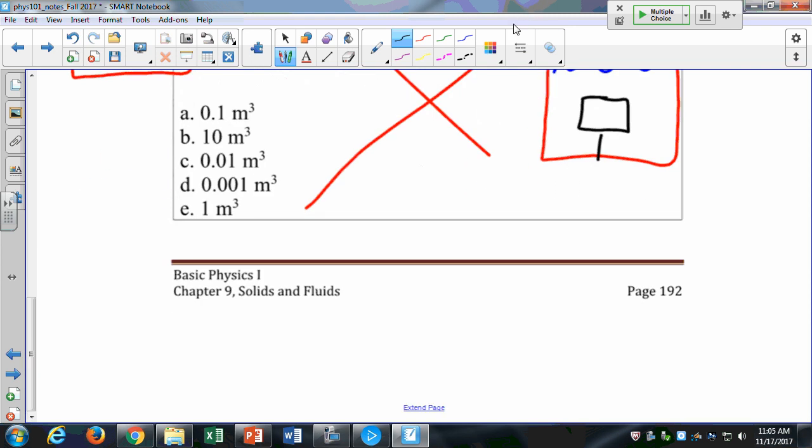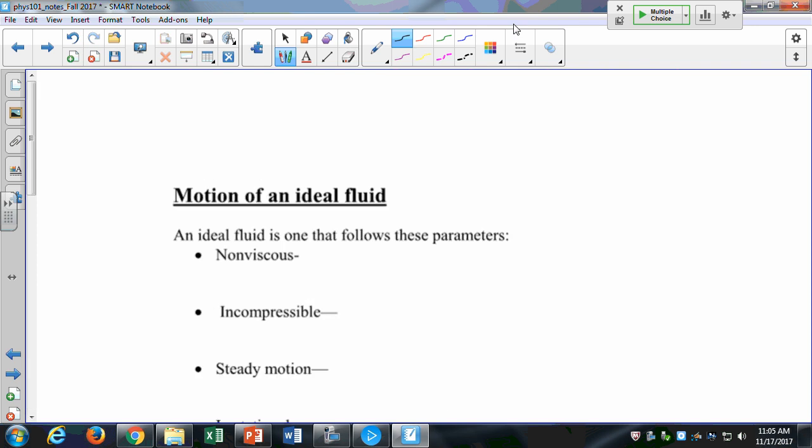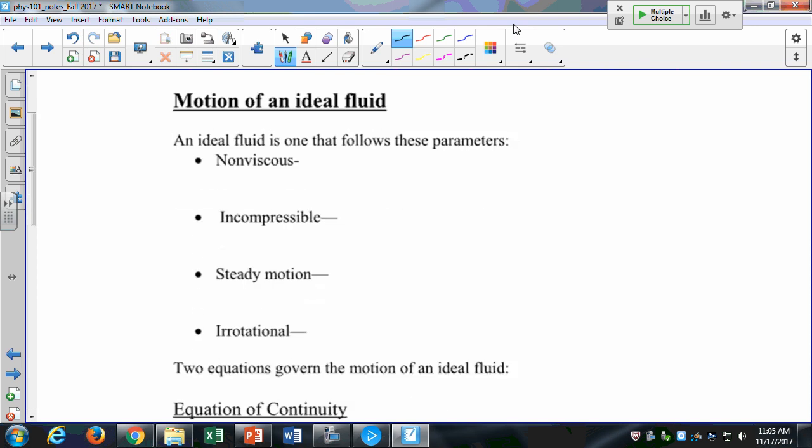All right, let's look at ideal fluids, though. Ideal fluid, we'll look at a couple things with fluid flow, the equation of continuity and Bernoulli's principle, and then, what's the other thing here? Oh, that's it.